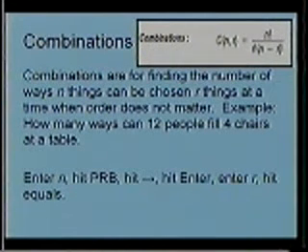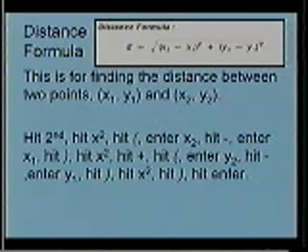Combinations are for finding the number of ways n things can be chosen r things at a time when order does not matter. Example, how many ways can 12 people fill 4 chairs at a table? Enter n, hit PRB, hit the right cursor one time, hit enter, enter r, and hit equals.